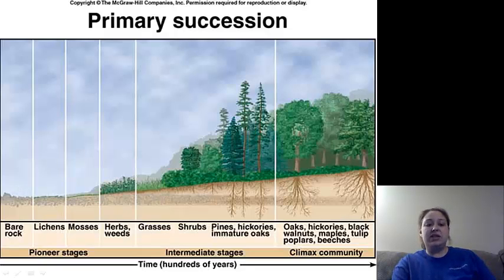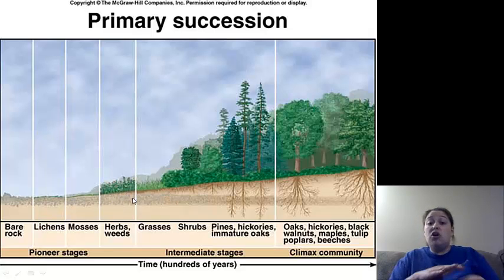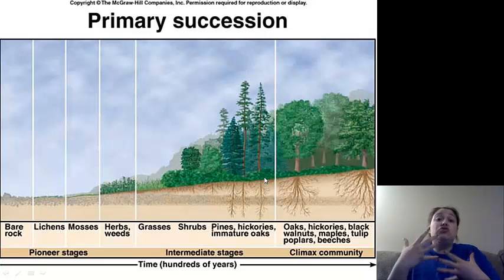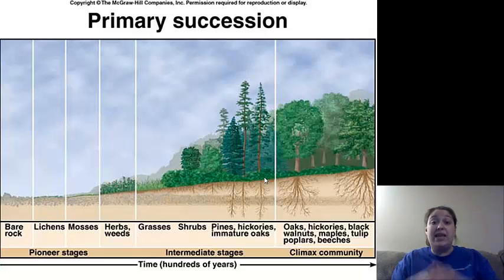So again, primary succession starts with bare rock. We see our lichens and our moss, and we see our soil growing and growing. And as it gets deeper and deeper, we see bigger trees and plants and organisms start moving in.